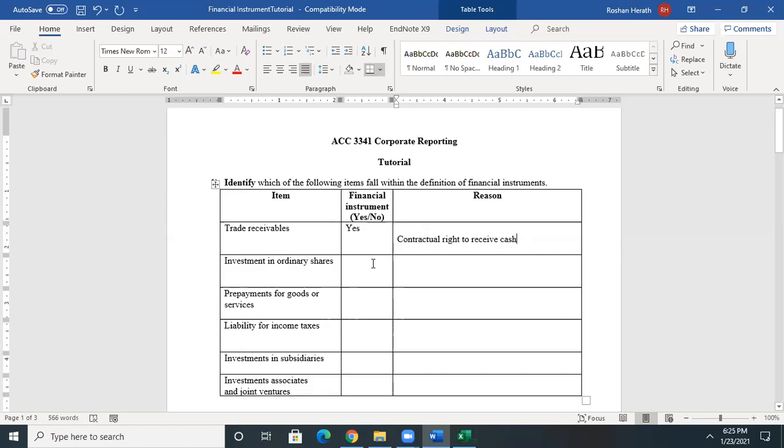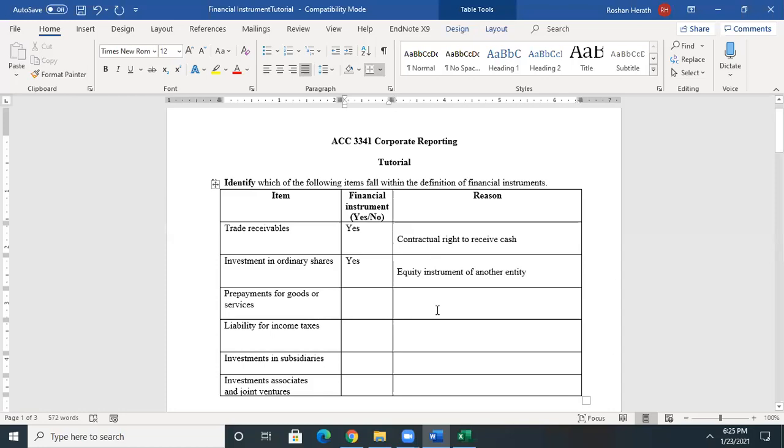Investment in ordinary shares. It's pretty straightforward, isn't it? Because the standard itself says that if you have an equity instrument in another entity, yes, it's a financial instrument. Because the definition itself captures that. So the investment in the equity instrument of another entity. Another entity. So that is the case.